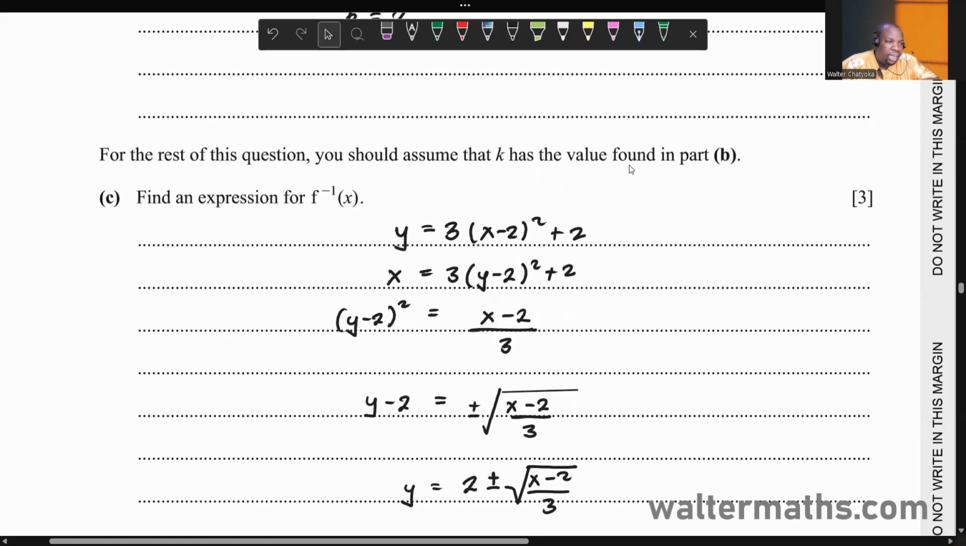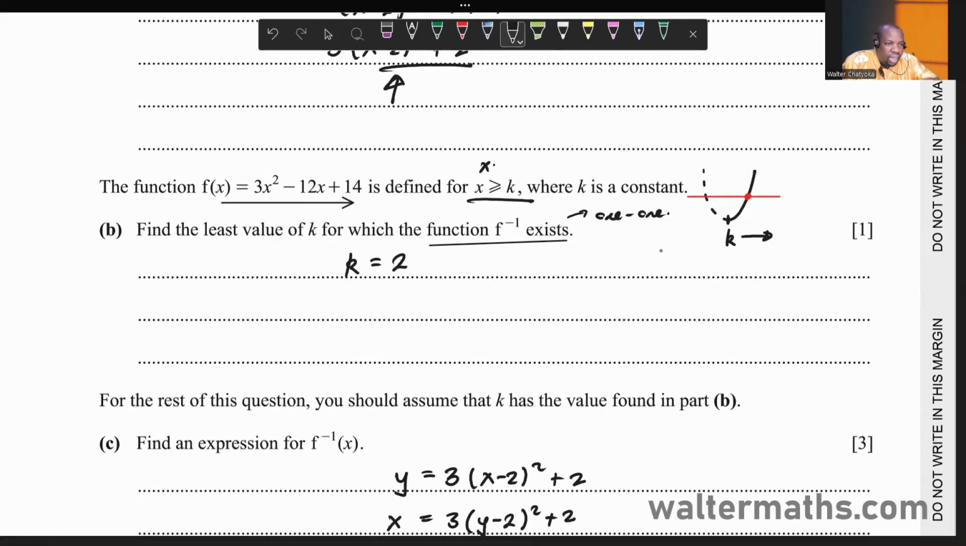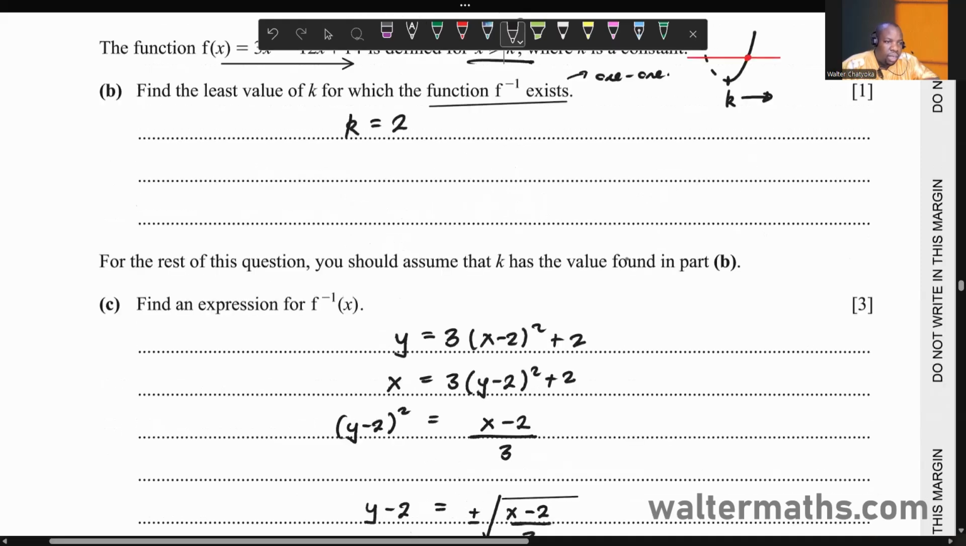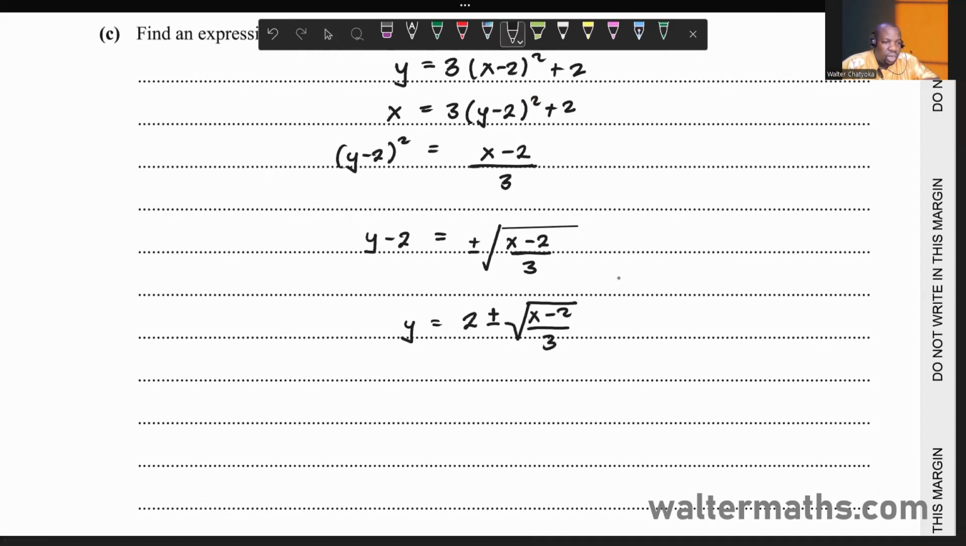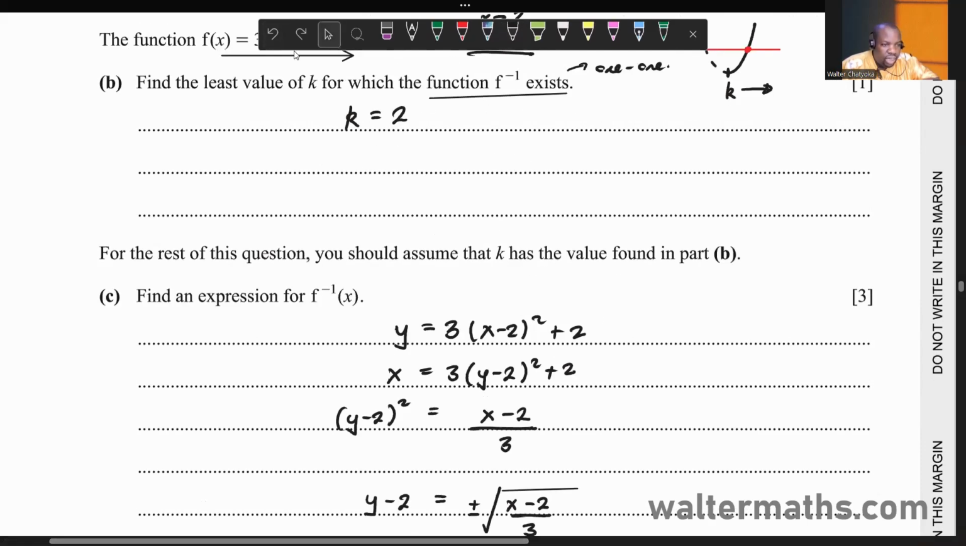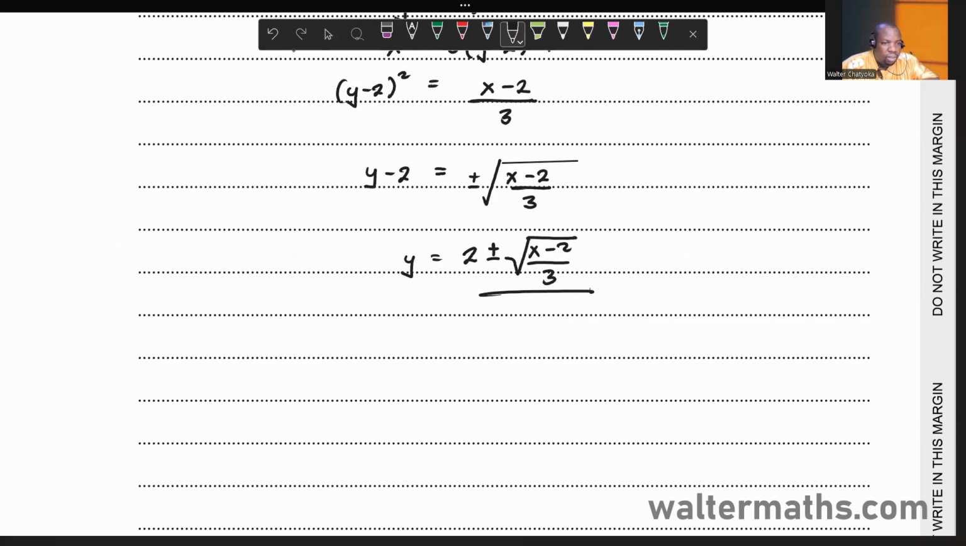Okay, but considering the domain, okay, the domain is x is greater than or equal to 2 because we got k to be 2, right? And we know that the domain of the function is comparable to the range of the inverse, okay? So we're saying that this inverse must also have a range that is greater than or equal to 2. And that can only happen for 2 plus something, all right? So f inverse of x should be 2 plus the square root of (x minus 2) over 3. So this here is the answer.